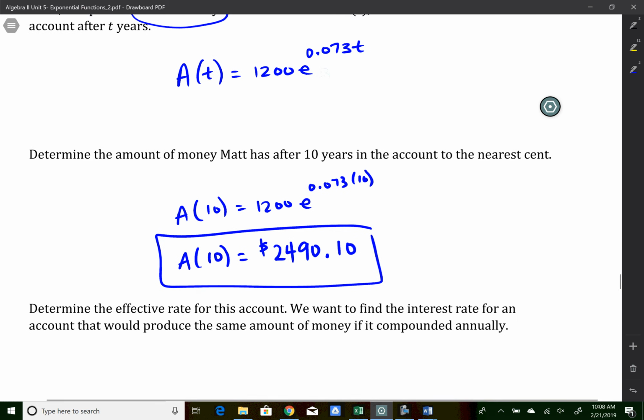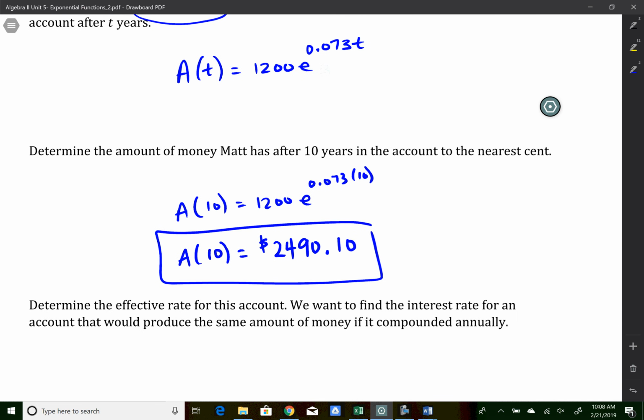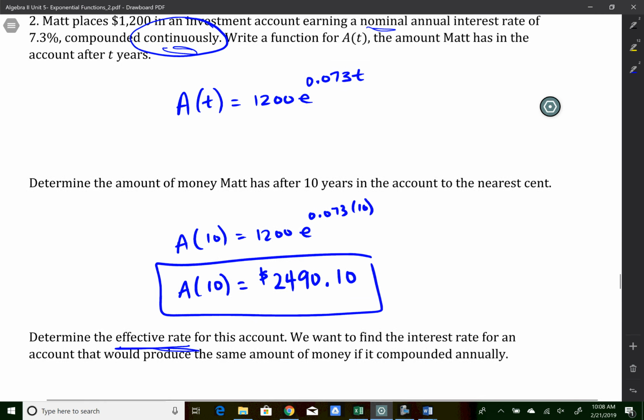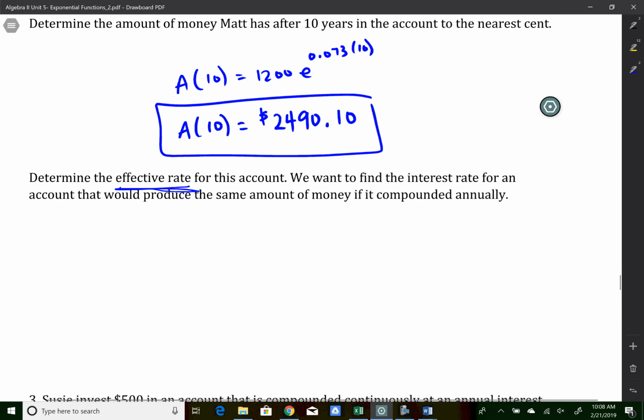Now it says to determine the effective rate for this account. This is something we talked about in lesson 8's homework. The effective rate is the actual percentage that we're including into this account. Yes, it's 7.3% compounded over the course of a year, but since it's continuously compounding, every single time I compound, I'm actually adding more to my principal value that we're getting percentages on. So the actual percent over the course of the year is going to be slightly more than 7.3%. So how do we determine the effective rate?